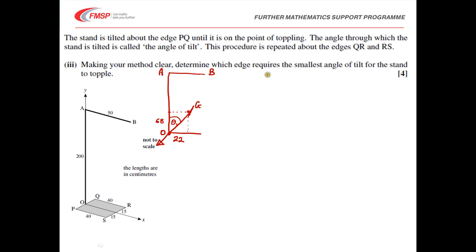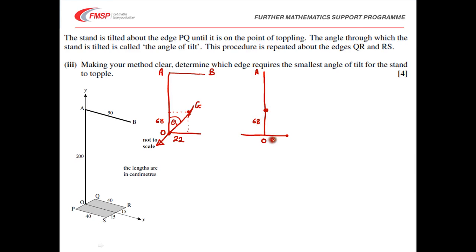If this time I'm going to do a front elevation, this is when it's going to be tipped about edge QR. So if this is kind of edge QR from the front on here, this point up here is A, this is O in here, and you know that the centre of mass is going to be somewhere around about here at a distance 68 up from the base.